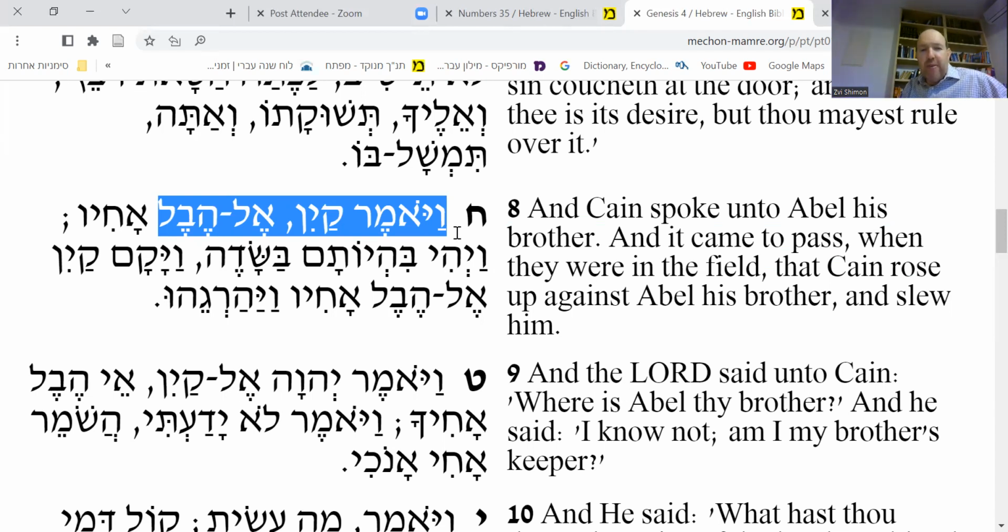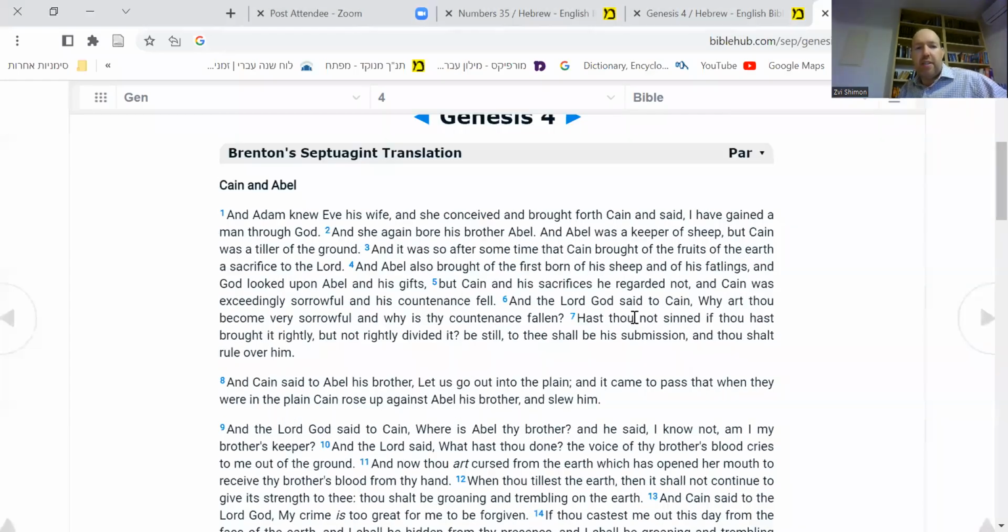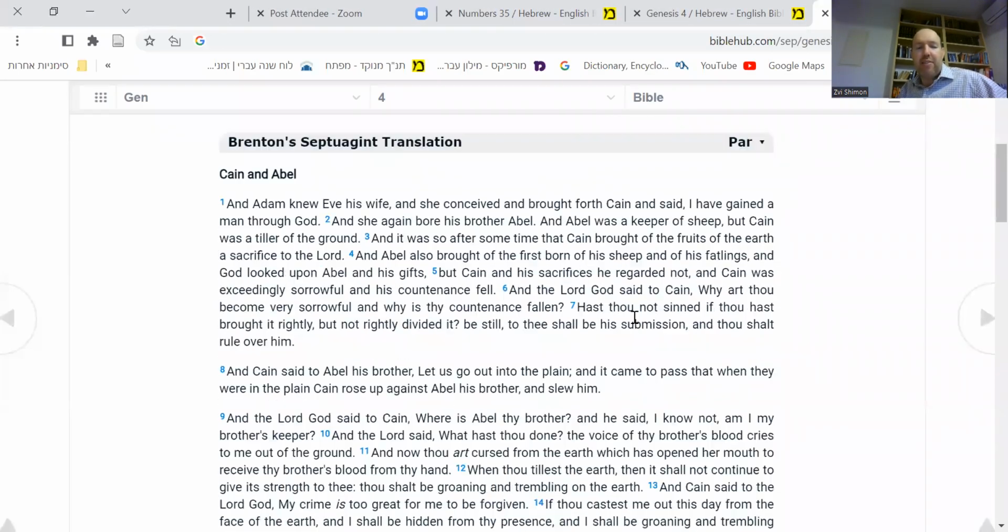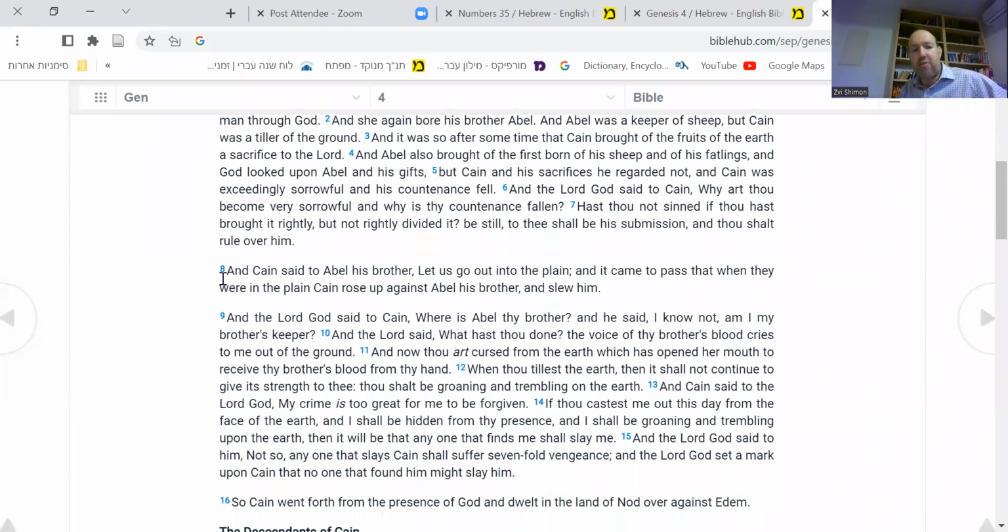Now, this peculiar lack of information as far as what was said is actually overcome in the most ancient translation that we have of the Torah, and that is the Septuagint. In the Septuagint, there is something added into the text. Let's take a look here. This is Brenton's Septuagint translation. So if we go to verse 8, let's read it.